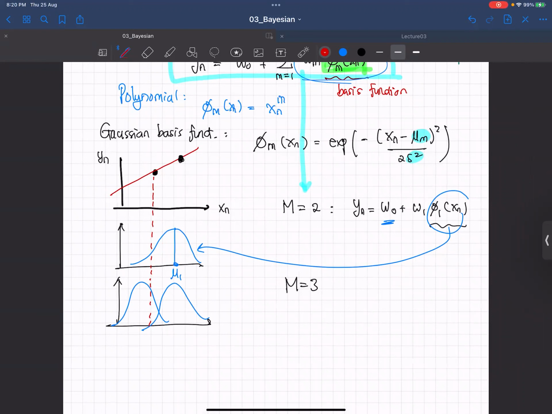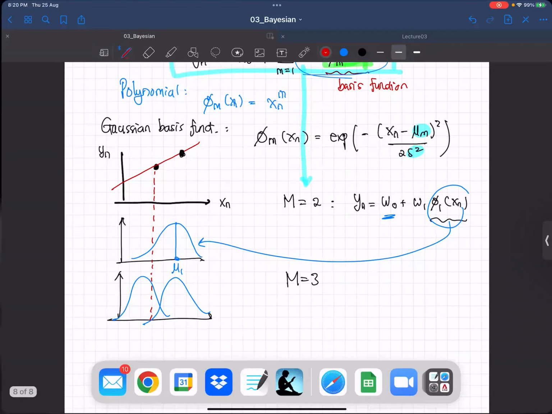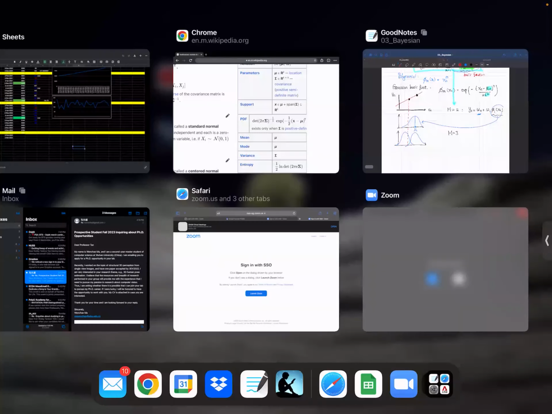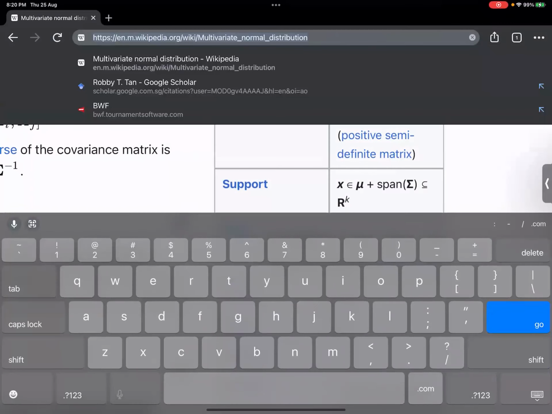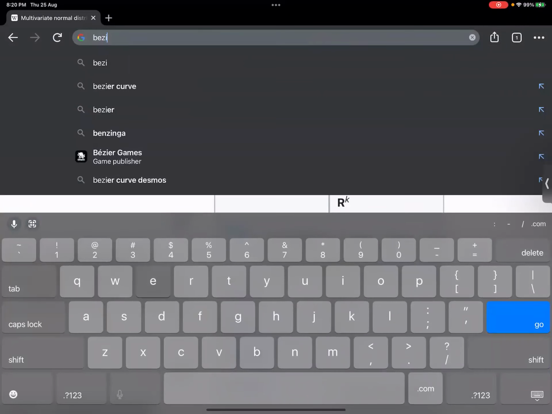If you learn about Bayesian spline or B-spline, how many of you know about B-spline? If you're not a computer scientist, you will not learn about this. But anyway, the basic concept is the same. So I can give you the basic idea of B-spline, or Bayesian spline.